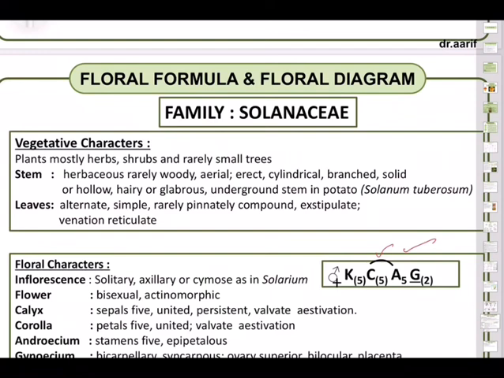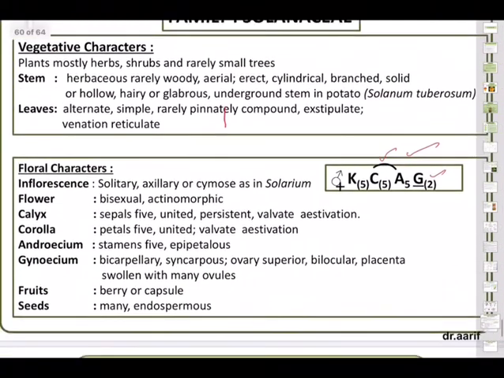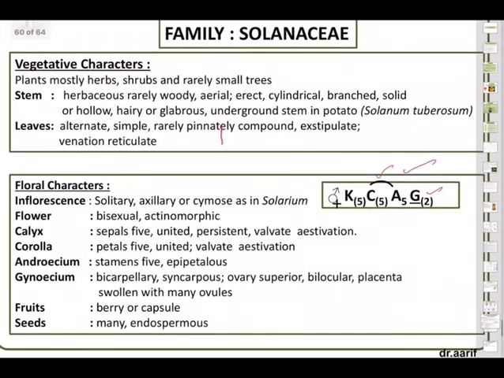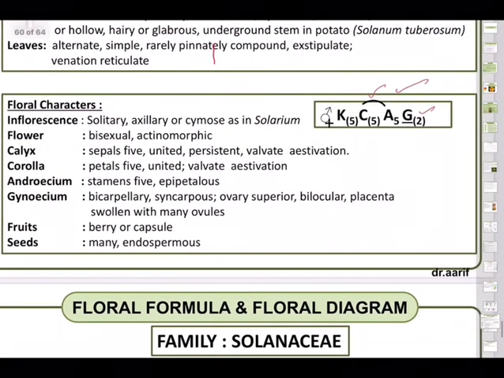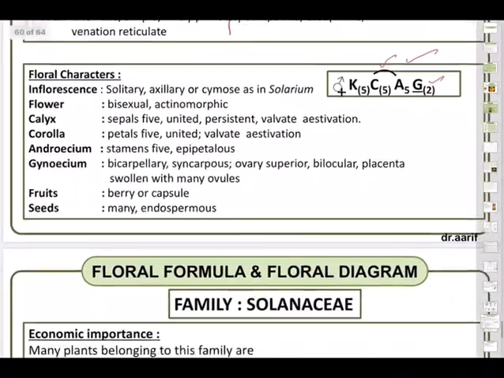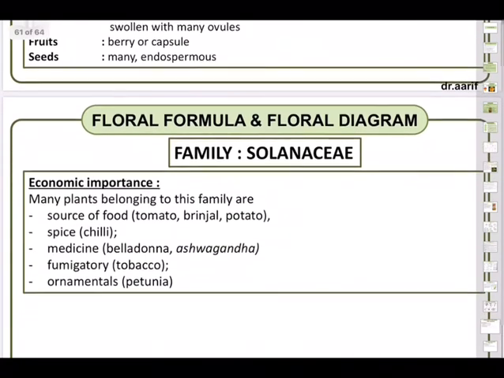And G, in the previous family 1. Here you can see 2, and both are fused. Of course, superior ovary. And then the same thing we are writing about the characteristics. So you can see all these floral characters, and based on this formula we are writing all this. So it is easy. If you can remember the floral formula, you can remember all the points.